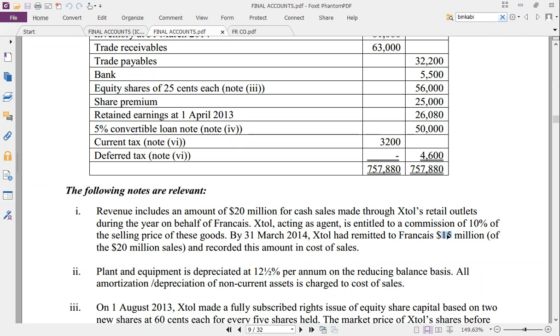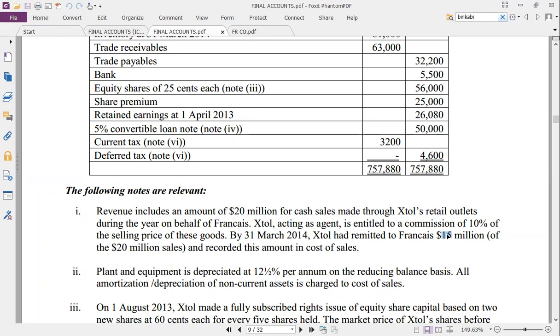So subtract 20 million from sales revenue. And then 50 million from your cost of sales. Good. If there's any inventory, any inventory needs to be reversed. Do not add the inventory to your inventory because the goods are not your own. That is all.